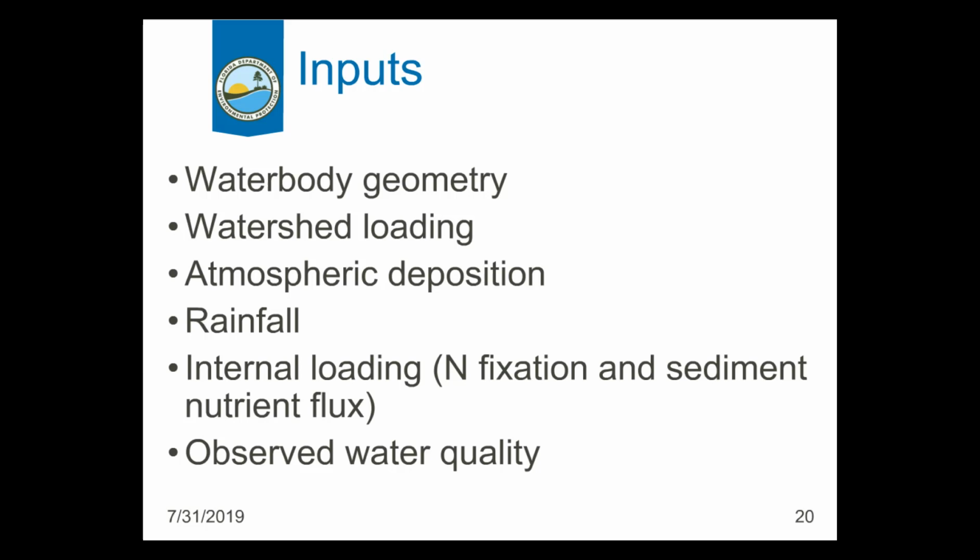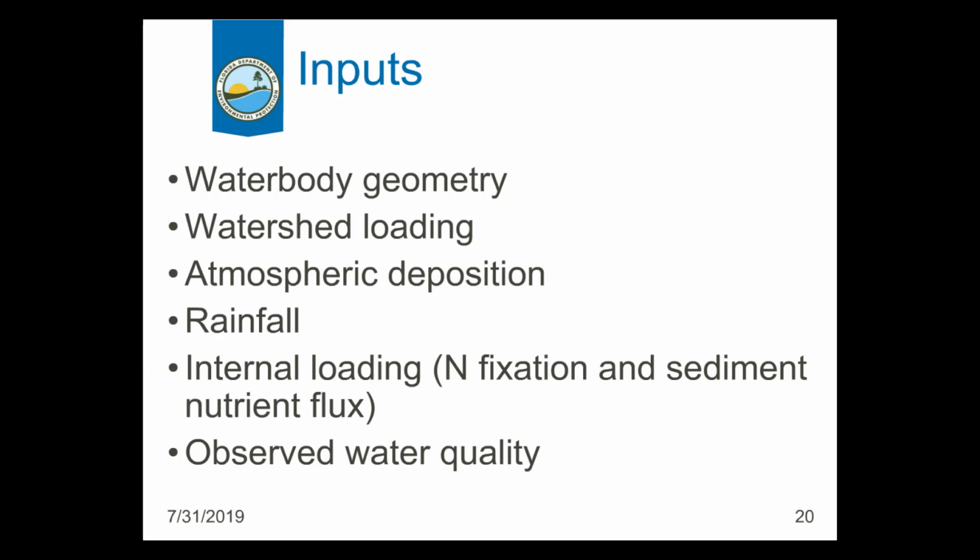Additionally, atmospheric deposition can be important, and Bathtub natively considers that. So if you have local data, I recommend using the locally measured data if you could find it. Otherwise, you can use a national rate or an average rate. Finally, rainfall on the water body is important in the sense of dilution, potentially, of your nutrient concentrations. And finally, if you know and have a measured nutrient flux, whether that's nitrogen fixation or sediment nutrient flux, you can put that in as a steady flux in Bathtub.